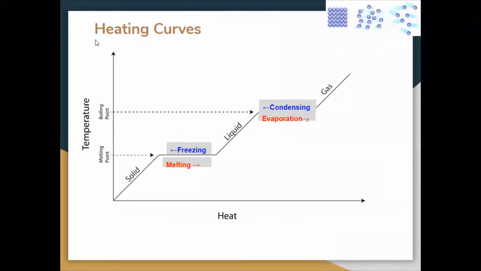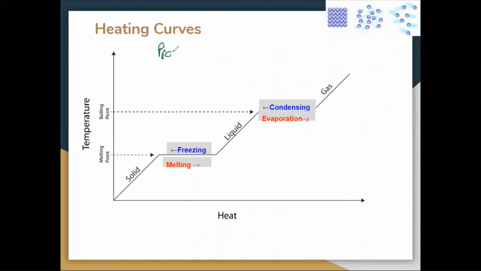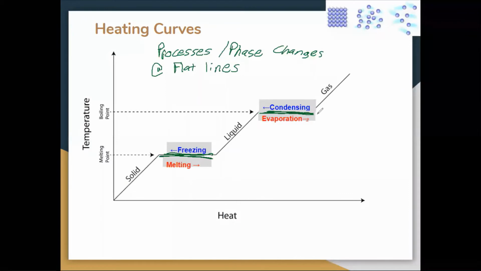So here, and you have this in your digital notebook, now we have processes. So notice your processes, I'll put it here, processes, AKA your phase changes. They happen at the flat lines. Or if you want a nice fancy word, they happen at the plateaus. So here is where we have melting and freezing, and here is where we have condensation and evaporation.